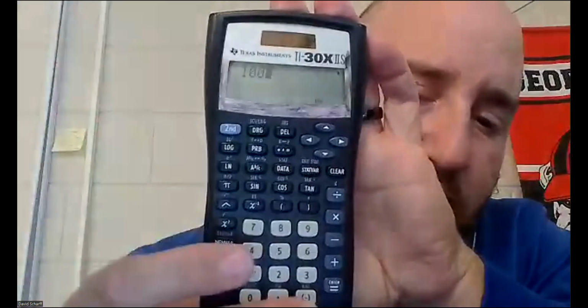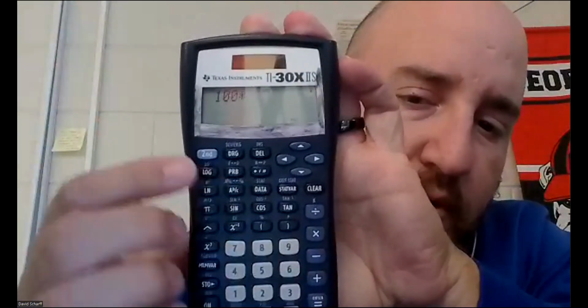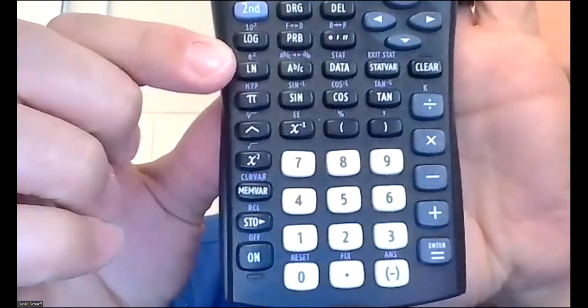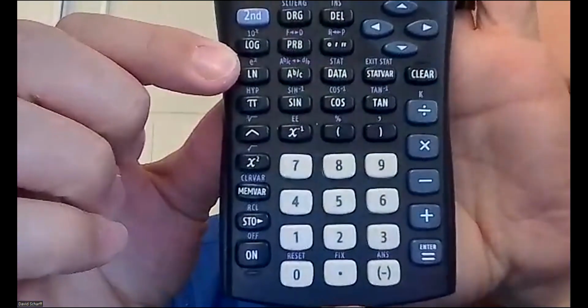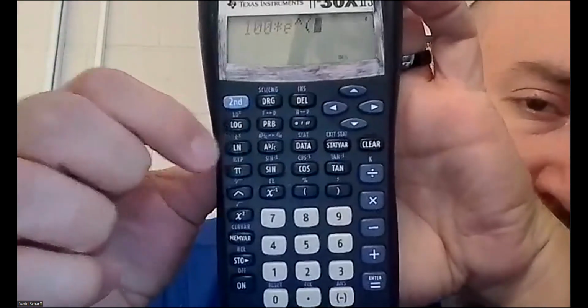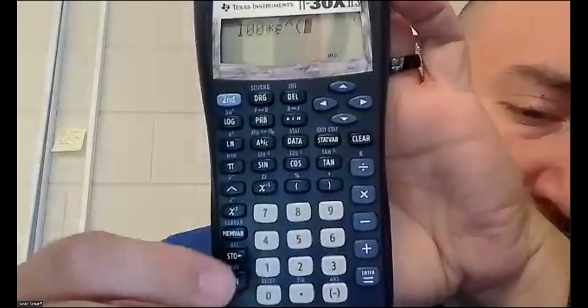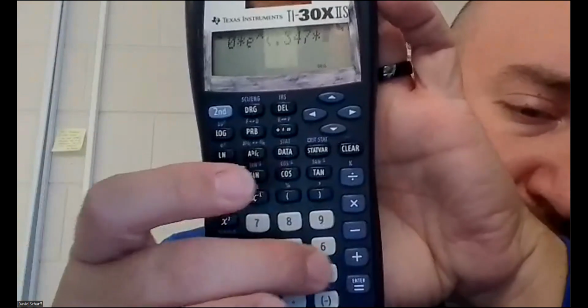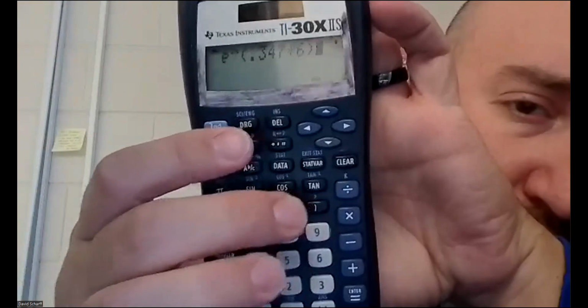So we're going to do 100, starting with that. I know it's backwards, so y'all are just going to have to follow me. Times, again, second ln, and I'm trying to get as close to the camera as I can, that's e to the x power. I know it's flipped, but it's e to the x power. So you're going to hit second ln, e to the pops up, 0.347 times 6.